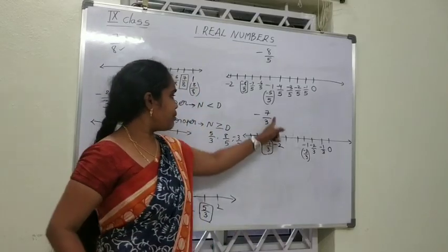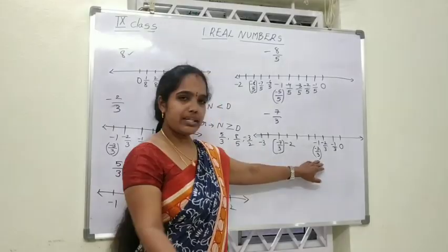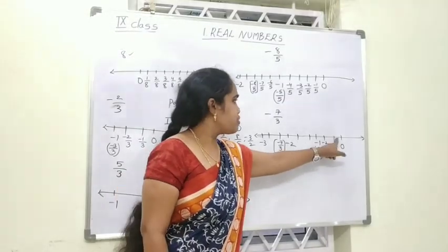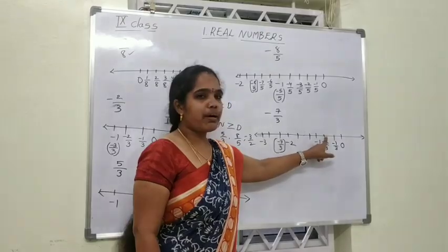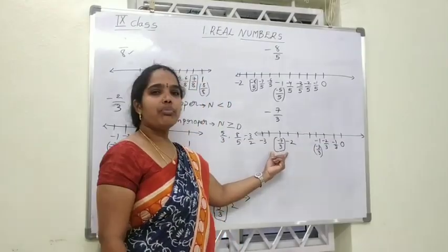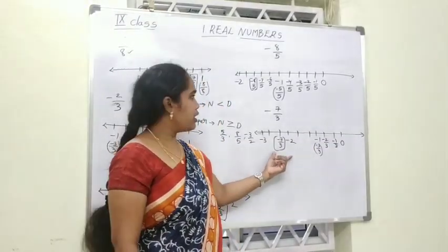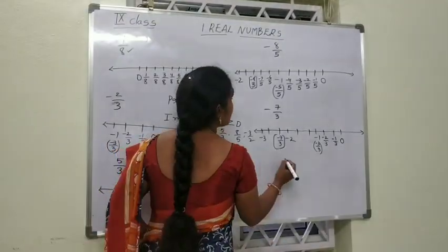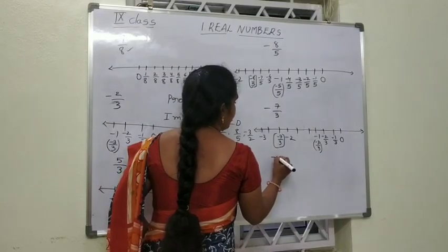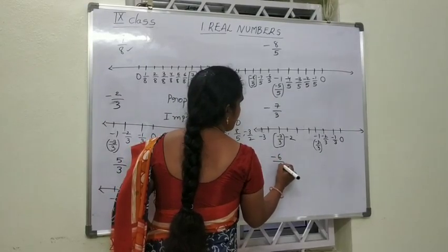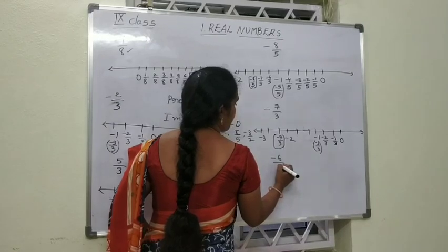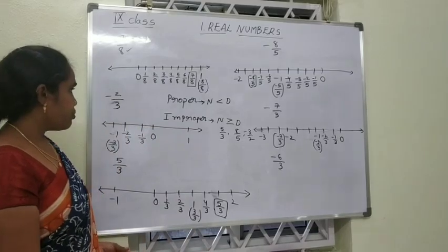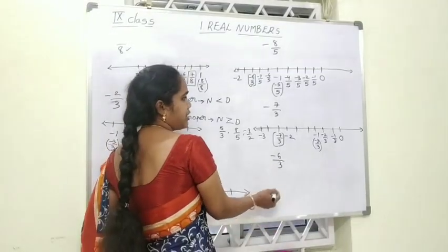Understood? Directly we can write minus 7 by 3. To understand, I am writing all these fractions. Actually, no need to write. Just we have to keep these dividing parts. Directly we can show minus 7 by 3 on the number line. Understood? Okay now. Suppose one more question, that is minus 6 by 3. Minus 6 by 3. Where is minus 6 by 3?